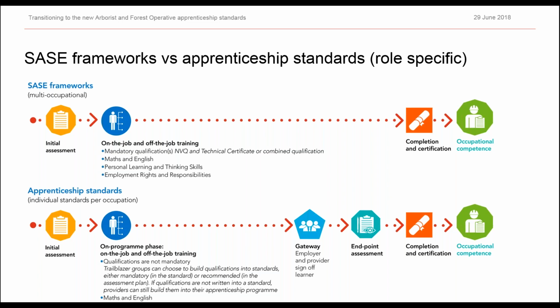Now, once the apprentice had achieved the diploma, they had achieved their required English and maths, they'd completed their personal learning and thinking skills and their employment rights and responsibilities workbook, then as the training provider, you would claim the completion and the certification, and the apprentice would be deemed to be occupationally competent.